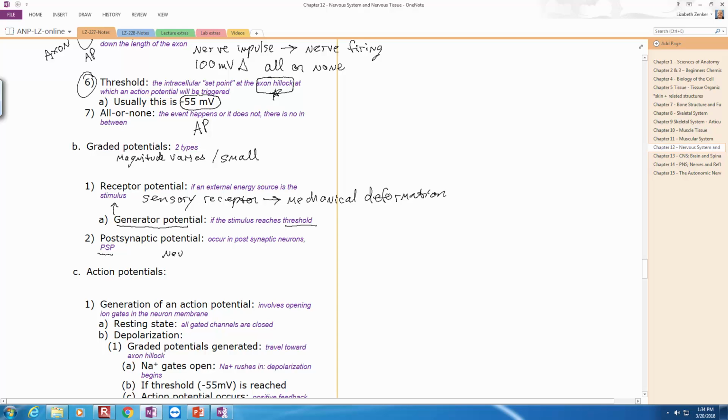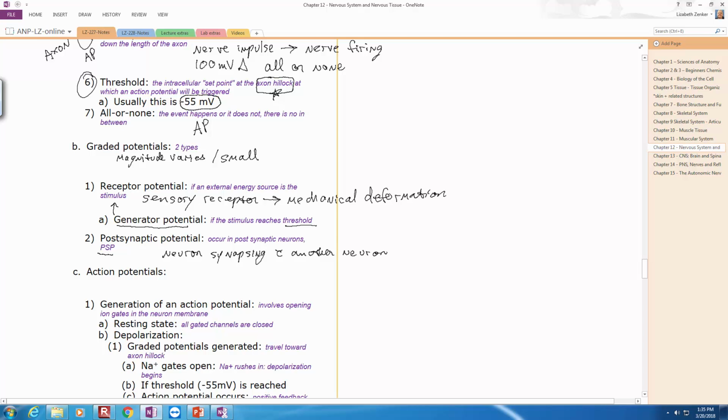Neuron synapsing, C with a line means with, another neuron. Okay.